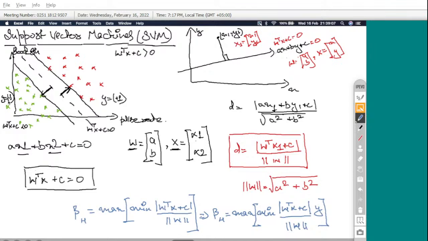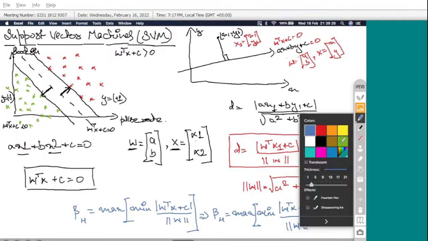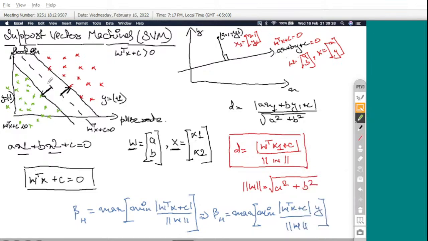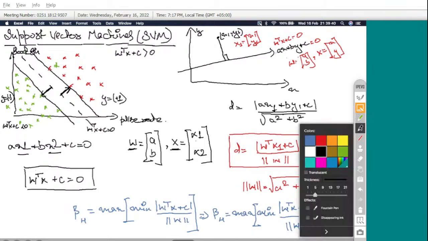Now suppose Y is negative, and W transpose X plus C is also negative. Negative into negative is positive, right? Okay. Now, suppose there is some observation at this point. By doing such multiplication, this will be a negative distance, right?